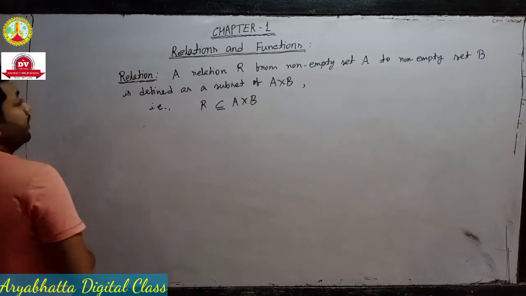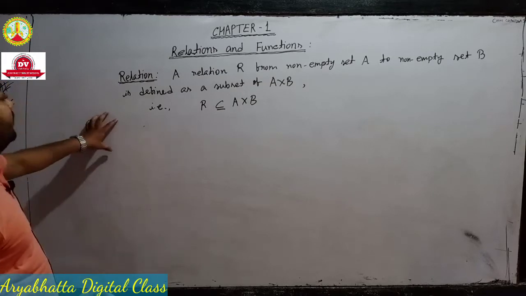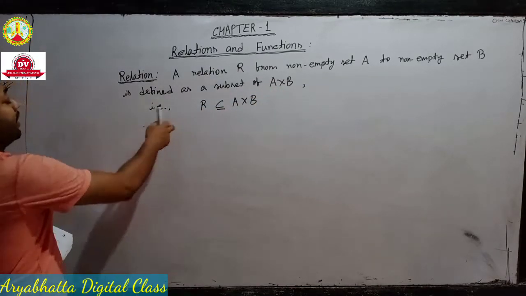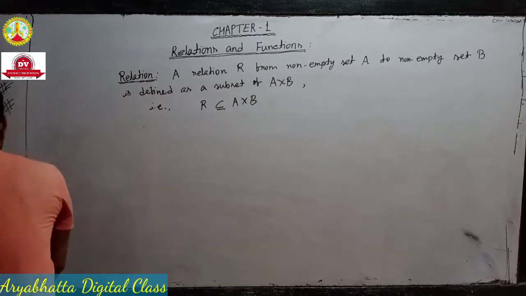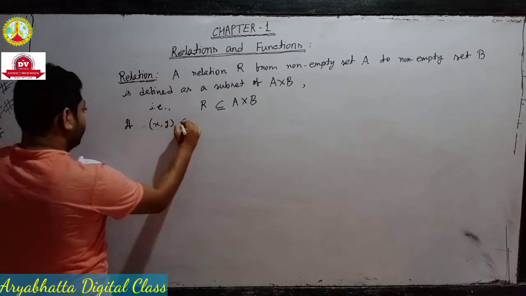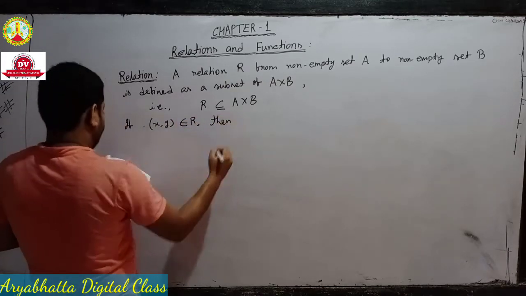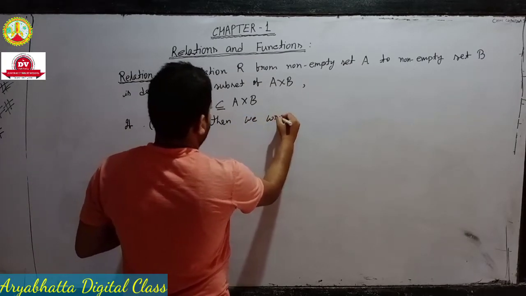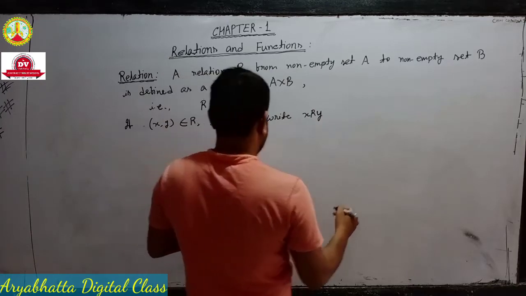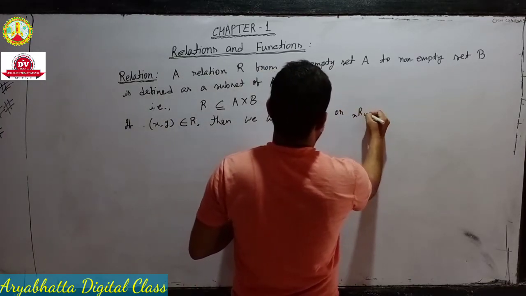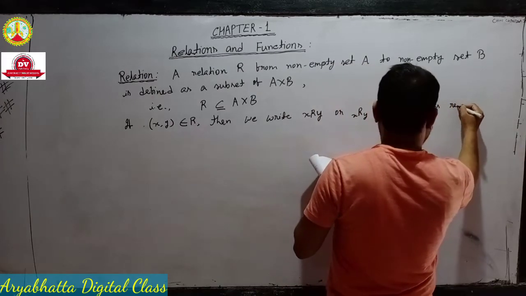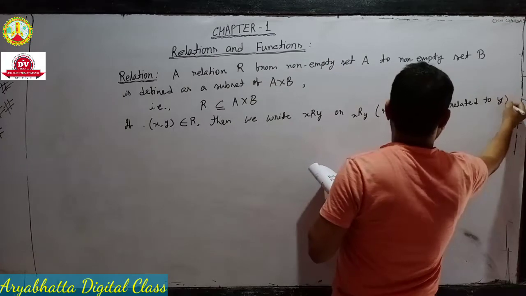Remember, a relation R from non-empty set A to non-empty set B is defined as a subset of A cross B, the Cartesian product of A and B, that is, R is a subset of the Cartesian product A and B. If (x, y) belongs to R, then we write x is related to y, or x R y, read as x is related to y.